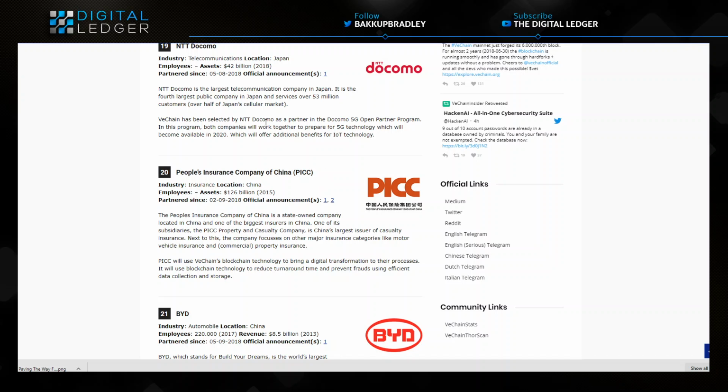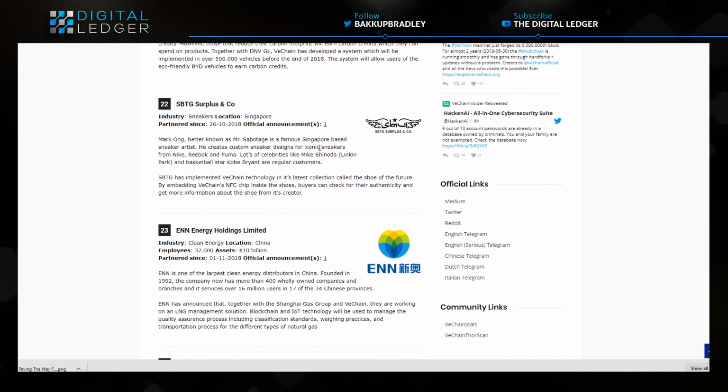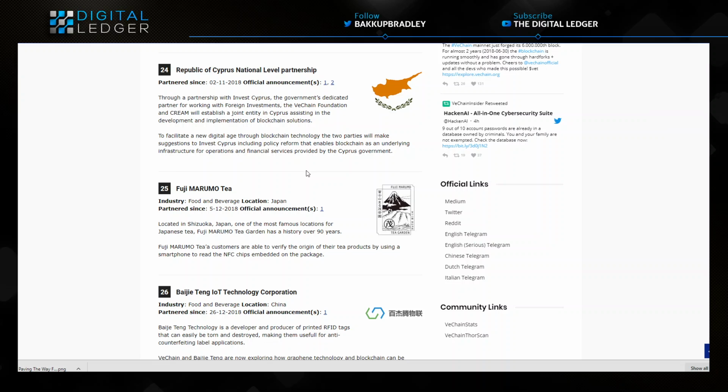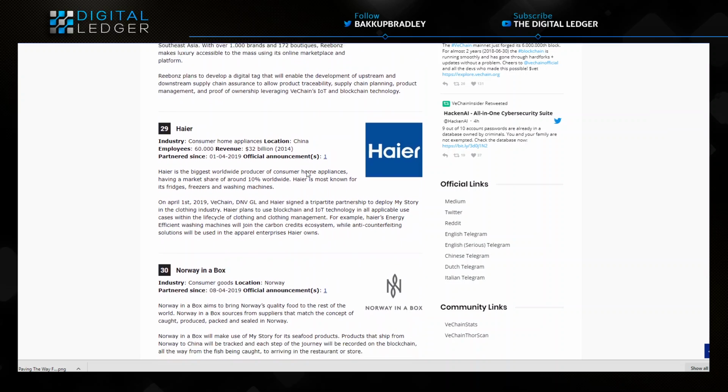NTT Docomo, which is a $42 billion company, is exploring some operations with them and opening a partnership. Pretty remarkable. So going down through here, you see it just goes on and on. You guys get the gist of this. I mean, this is remarkable.